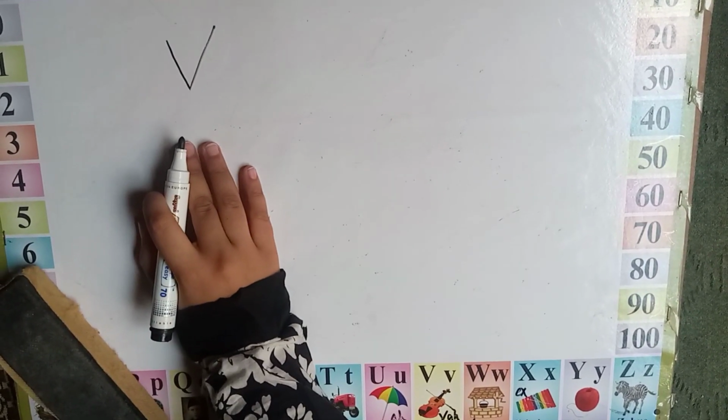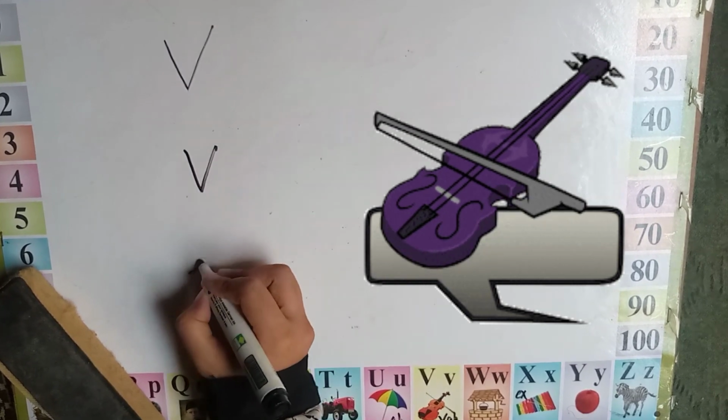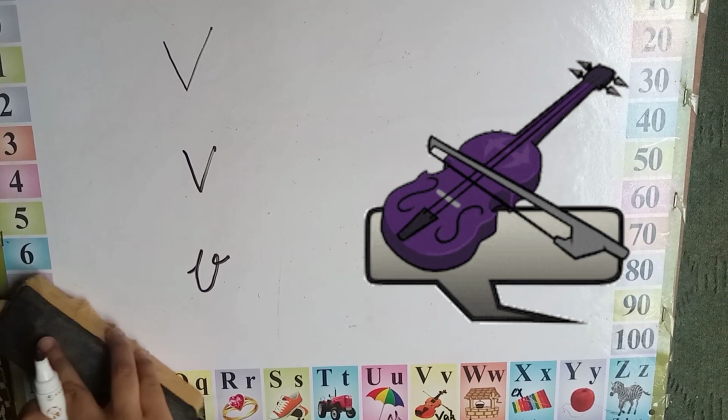V is for violin. V for violin. V for violin.